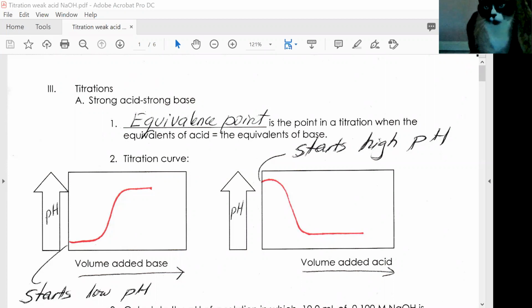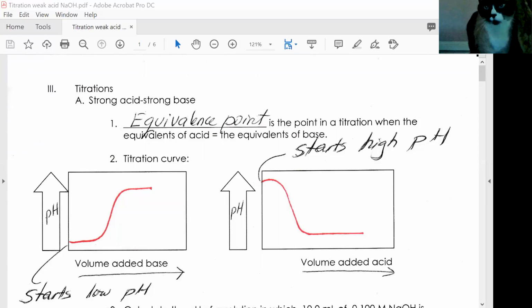So we're going to look at titrations. These are specifically acid-base titrations. Let's start with a strong acid and a strong base. The equivalence point is the point in the titration when the equivalence of acid equals the equivalence of base. So let's keep it simple and have a monoprotic acid and sodium hydroxide.